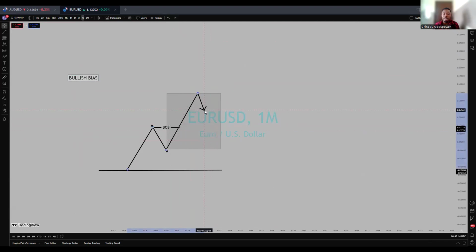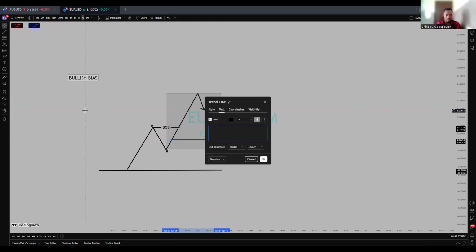What we're anticipating is that this market is presently here, and at any point in time, it's going to come here to a discounted price level. Let me just mark this out as a discounted price level. Discount price level.